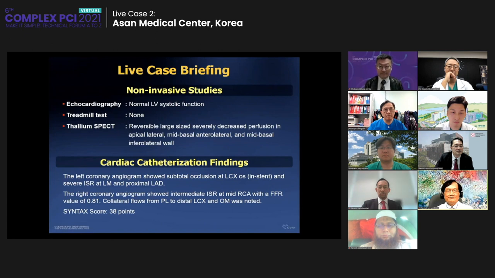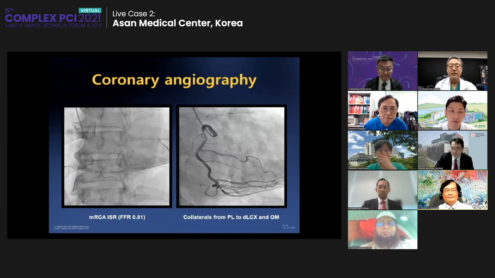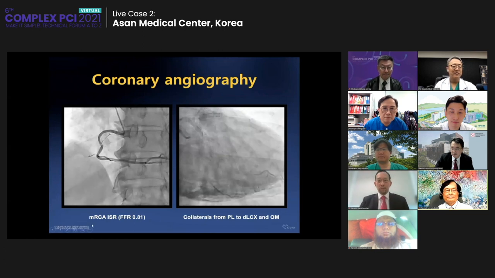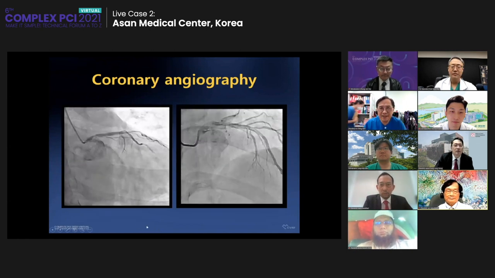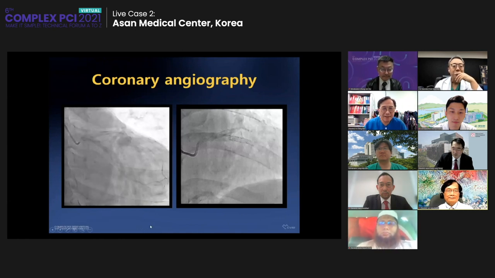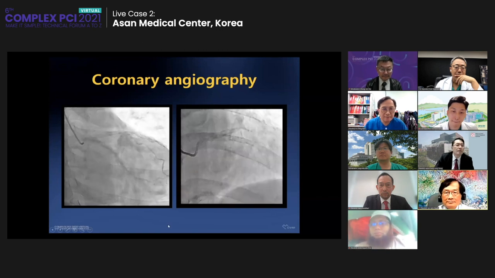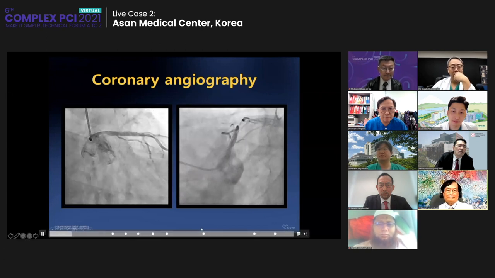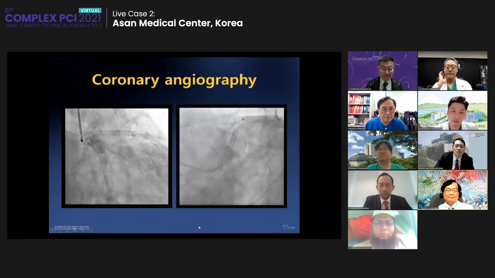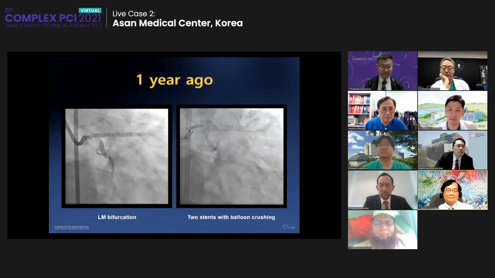His coronary angiogram showed in-stent restenosis at the left main bifurcation. The right coronary angiogram showed intermediate ISR at the mid-RCA with an FFR value of 0.81. There was a collateral to the distal circumflex. In this PA caudal view, you can see the total occlusion of the proximal circumflex with minimal antegrade flow. In the cranial view, there is ISR in the left main stenosis and proximal LAD. In further projections, there is a big lump of calcium in the proximal circumflex, and wiring seems to be very challenging.